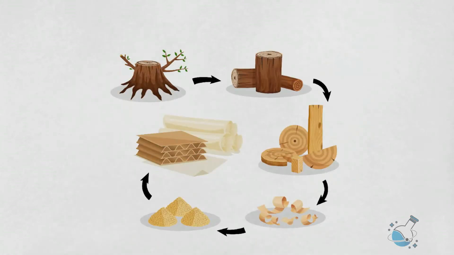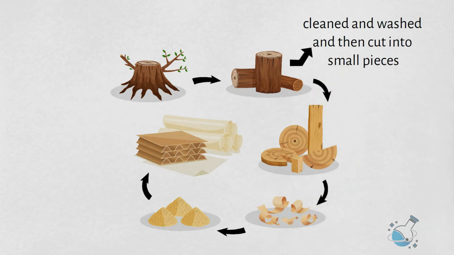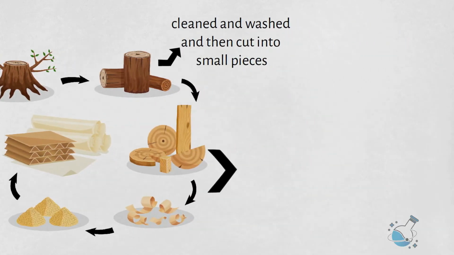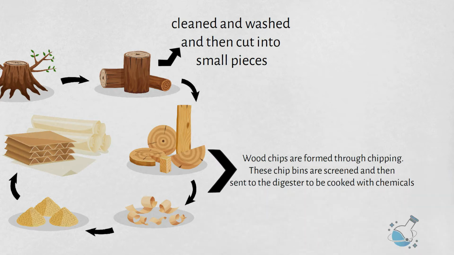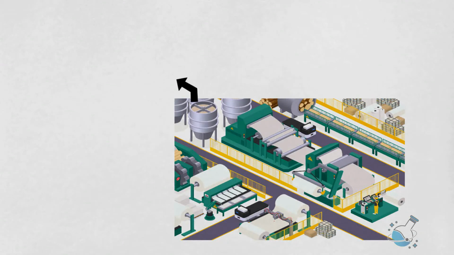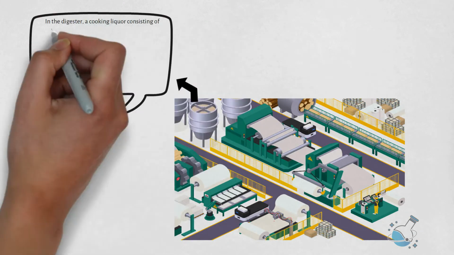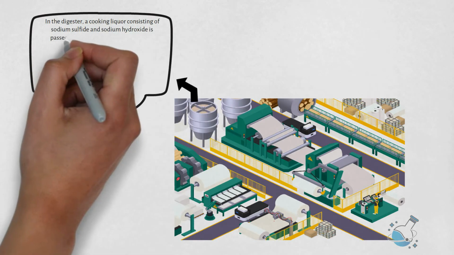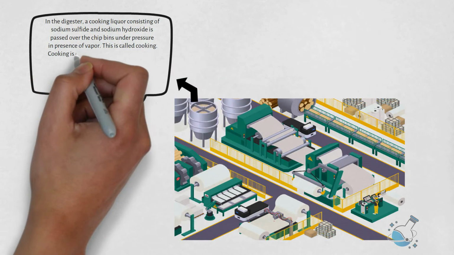First of all, wood or bamboo is cleaned and washed, and then cut into small pieces, say, into logs. Wood chips are formed through chipping. These chips are screened and then sent to the digester to be cooked with chemicals. In the digester, a cooking liquor consisting of sodium sulfide and sodium hydroxide is passed over the chips, under pressure, in presence of vapor. This is called cooking. Cooking is continued for 3 hours.